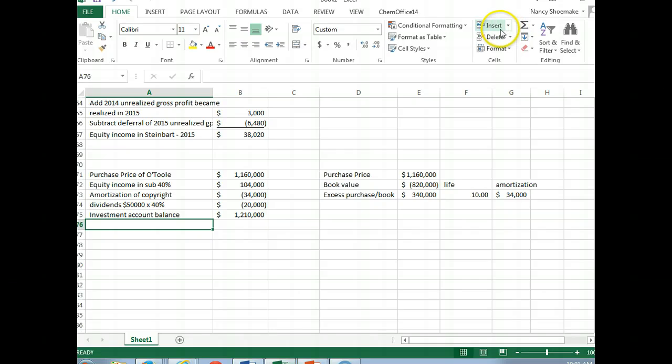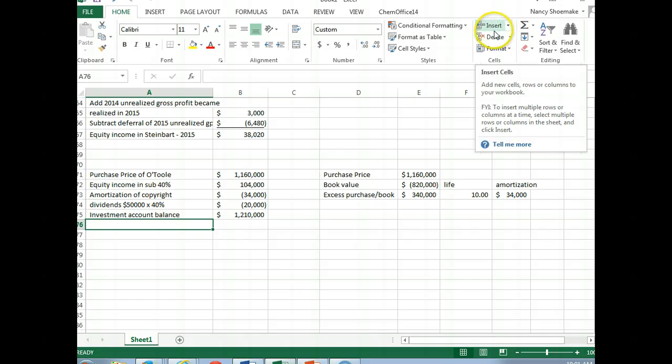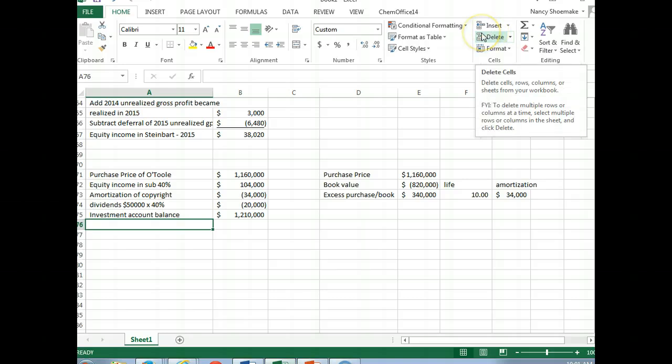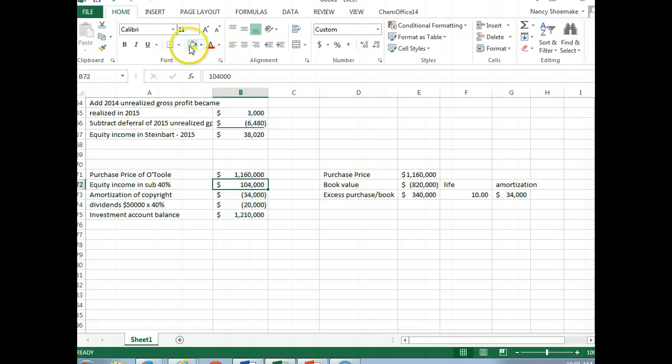If they asked us what was the equity income reported for 2015, we would take the 104, we would subtract the 34. That's what our equity income is. But they're asking us what the asset we have is in the investment.